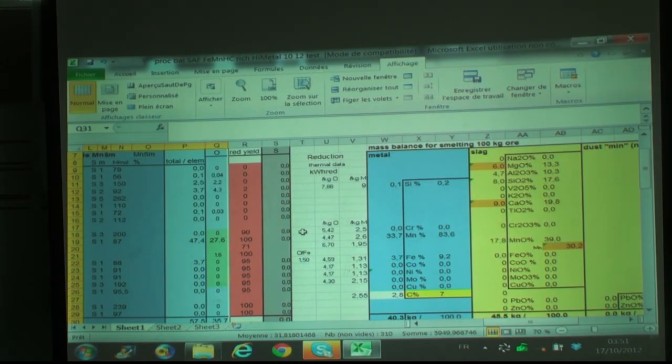And for the iron, it's the same. In the ore, you have Fe2O3. In the slag, you have some FeO, but most of it will be reduced. And this will be out. You will have only these two.